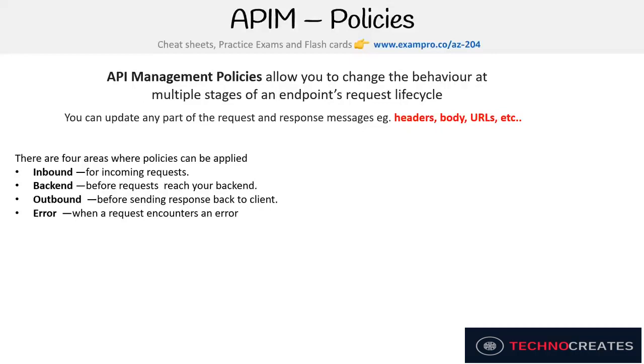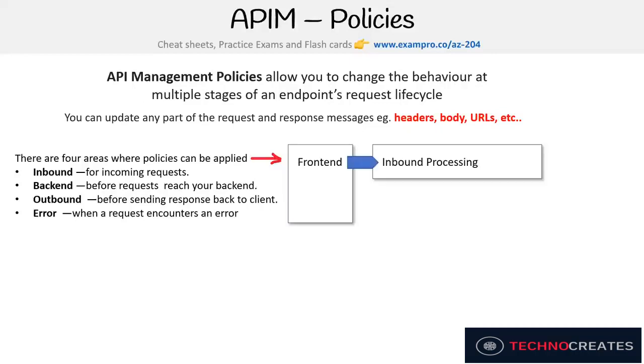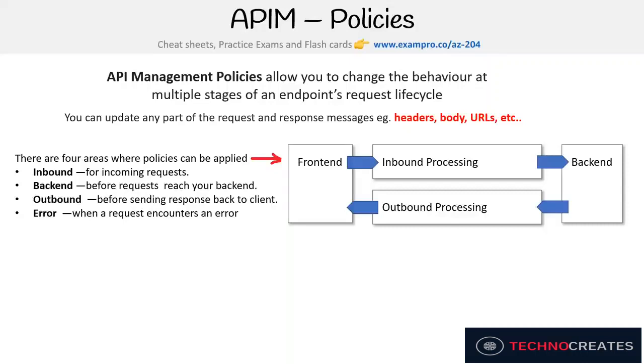Just to kind of visualize it, we have our front end, incoming processing, back end, outbound processing. And so the idea is that here, for the inbound processing, that's where we have policies apply. That's the one they're talking about right here. And then we have for the backend, so before requests reach your backend, outbound processing, and then error is not visualized because it would be whenever an error would occur here, okay?